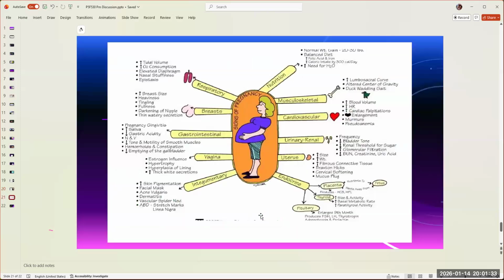Okay, so this is just a pictorial of all the different physiological system changes during pregnancy. So you can kind of just look at this and refresh yourself. We didn't talk about weight gain and all that stuff. So weight gain, 25 to 35 pounds. 1 to 4 pounds during the first trimester. And then about a pound a week after that.